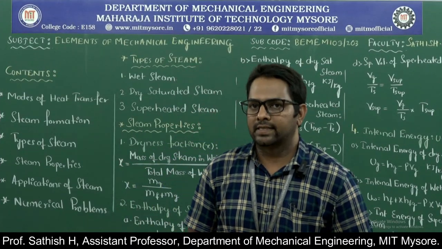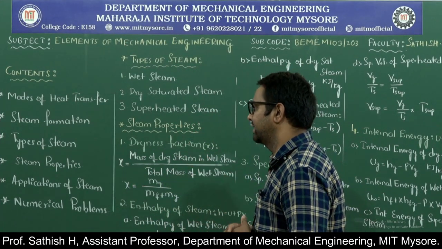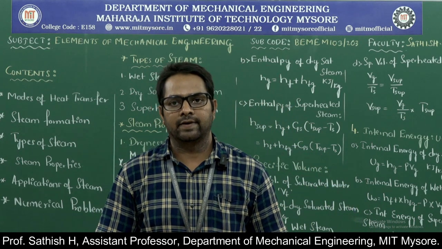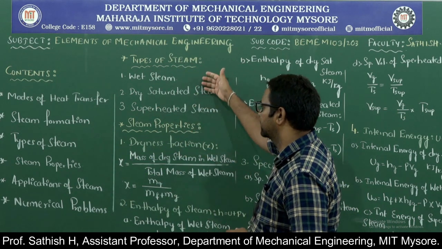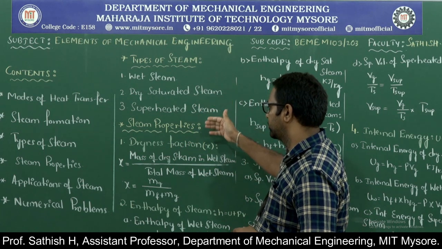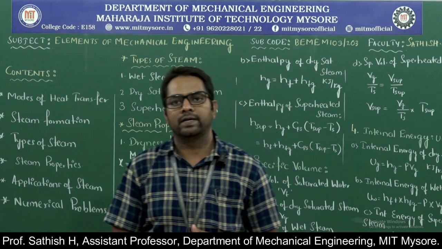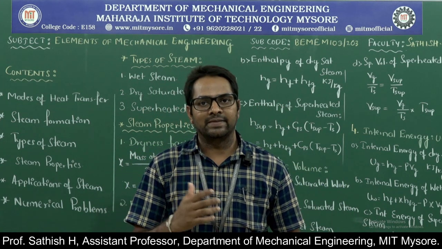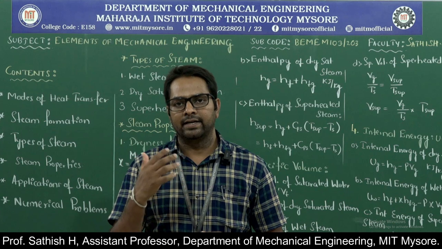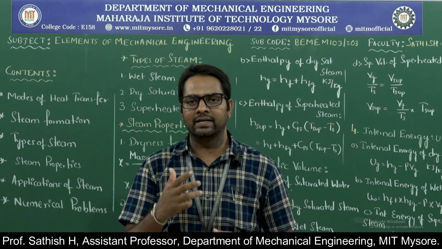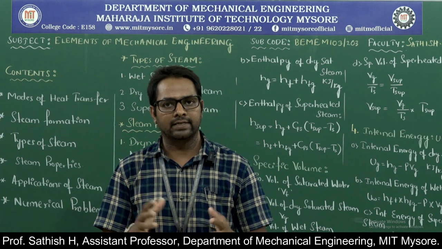So next we will discuss the types of steam. Basically, steam is classified into three types: wet steam, dry saturated steam, and superheated steam. So what is meant by wet steam? Wet steam is defined as a two-phase mixture of water molecules entrained in the steam.